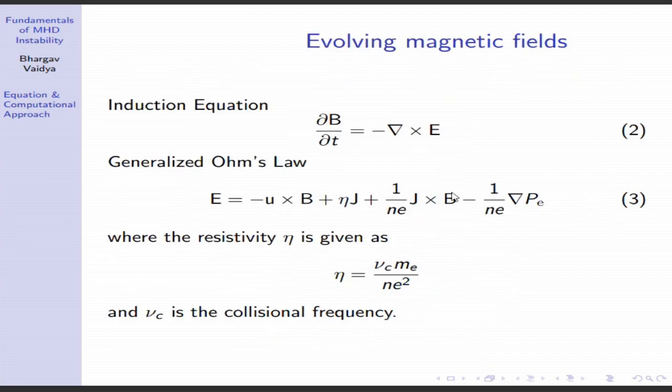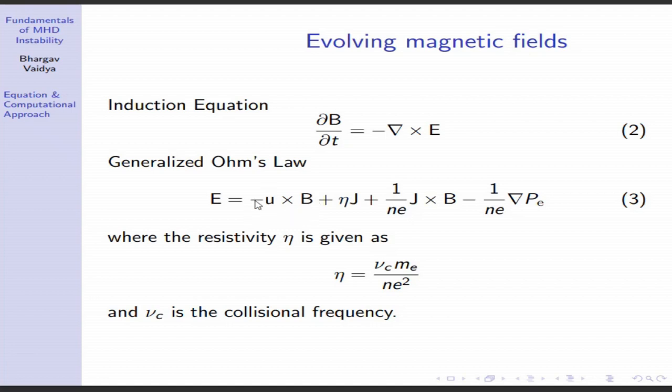Right. So let us focus on resistivity to begin with. The idea behind resistivity is that you have an induction equation, which is del B by del t equals minus curl of E, the electric field. Usually the way we write the electric field in ideal MHD is just E equals minus U cross B. That's it. That's your ideal MHD. That is essentially because of the motion of the conductor in a magnetic field, which generates an electric field. It is essentially the reason why you have this.